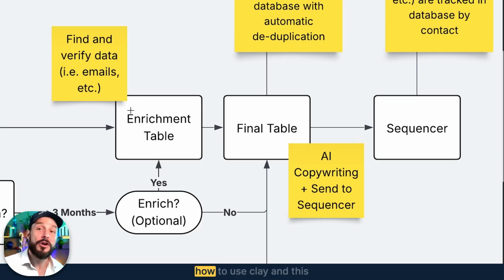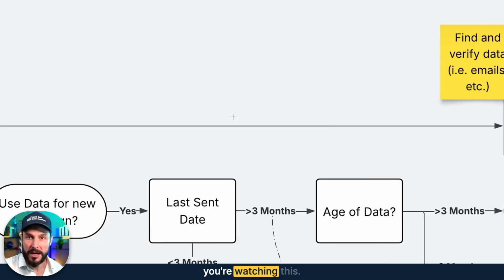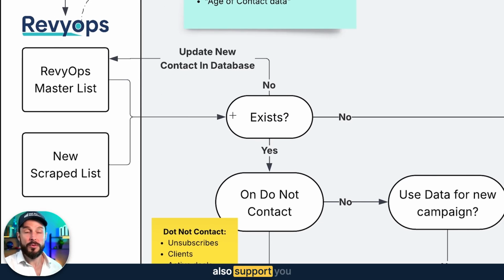If you know how to use Clay and this matters to you, you'll probably know how to do some enrichment, some basic waterfall, get your emails, verify it through BounceBan or Million Verifier, or go ahead and do some AI copy and send it off to your sequencer. I'm going to assume you know how to do that if you're watching this. If you don't, we can also support you there if you'd like.